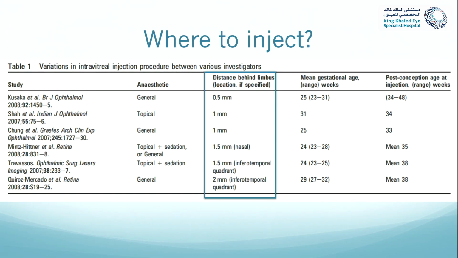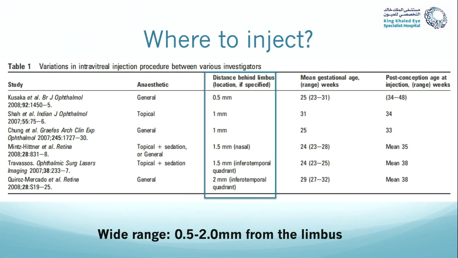When you look at the literature where people insert their needle for injections of Avastin or anti-VEGF, you can see that there is quite a big variation for the insertions, from 0.5 millimeter to 2 millimeters from the limbus. How can that possibly be? You think about it, right? There is quite an inconsistency, or no consensus.